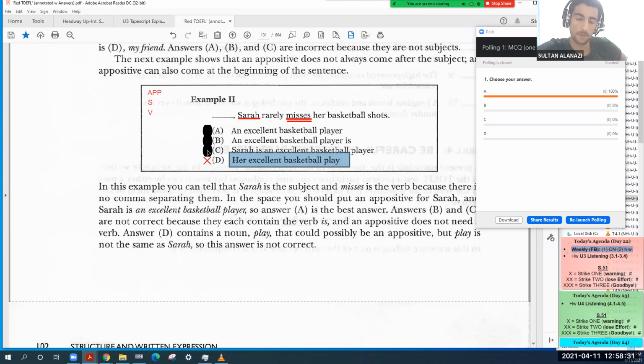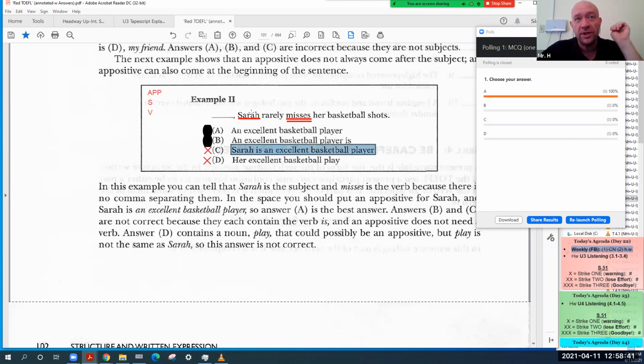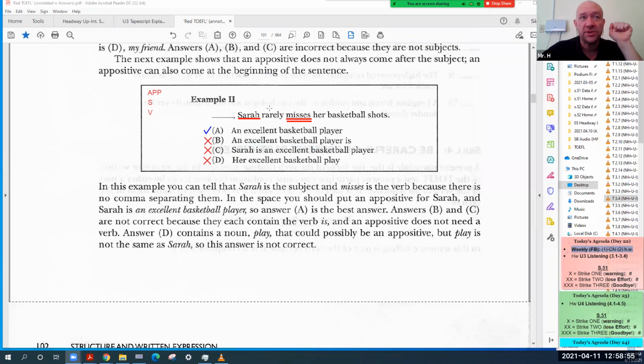It has a verb. Yes, we have a subject, we have a verb, and then we have "excellent basketball player." You cannot just put another sentence because there's no connector. What about beta? It also has a verb. So the correct answer, all of you answered it right, is alpha. So what's the formula here?